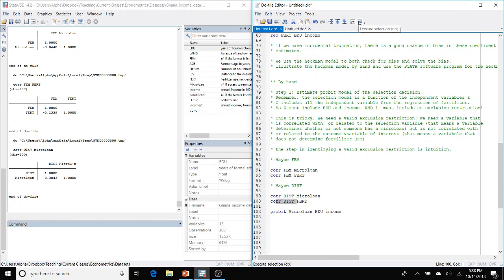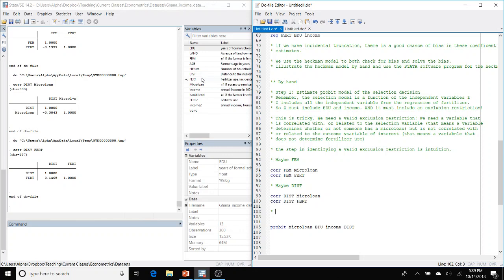What about correlation between distance and fertilizer use? Okay, there is some correlation here. We have 0.14. That's not a ton, that's not a lot. It's a little bit of correlation. That might work. Maybe distance could be used. So maybe let's add distance to our regression model, and let's keep going. Let's keep thinking. We can have more than one exclusion restriction.